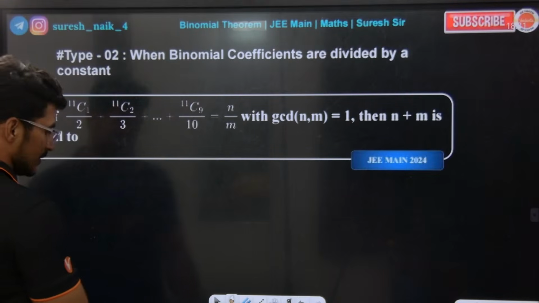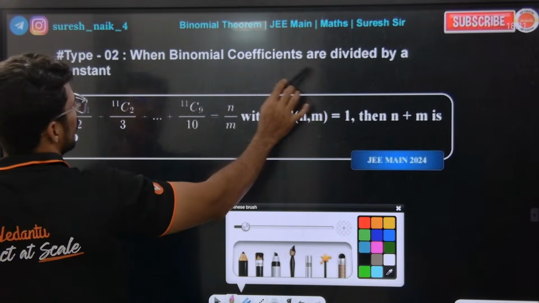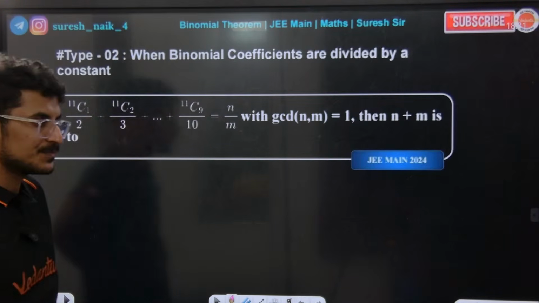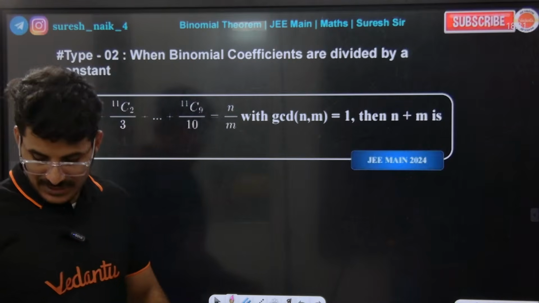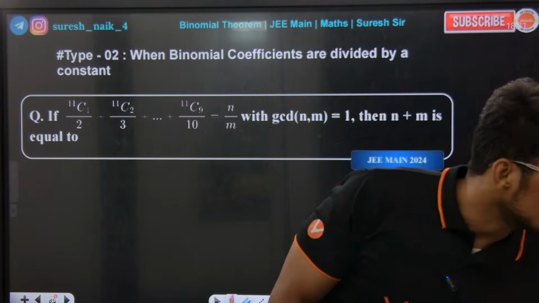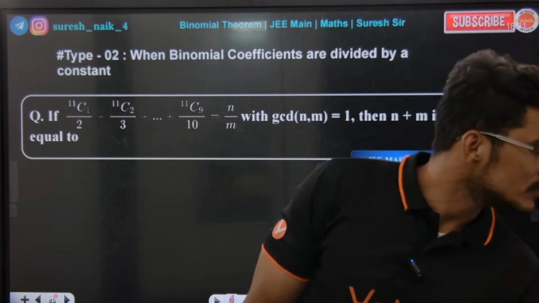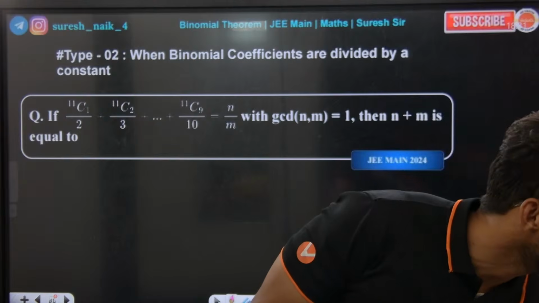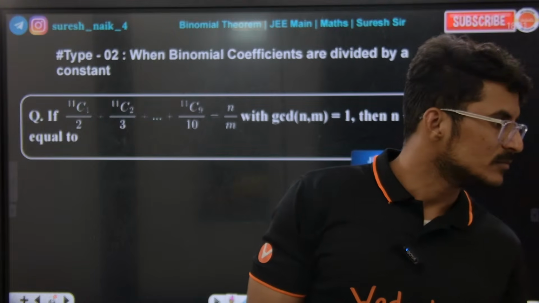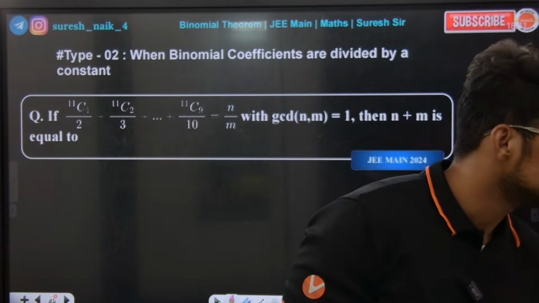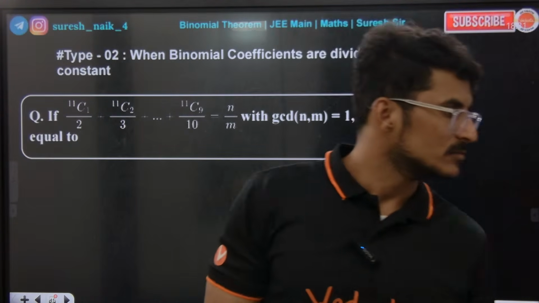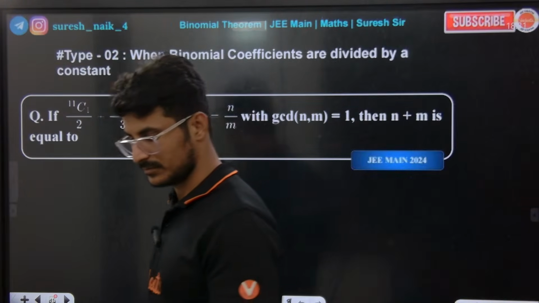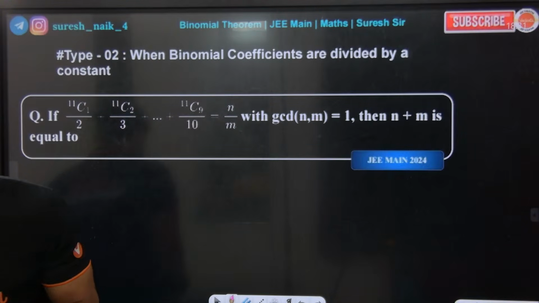So guys, next question. Whenever the binomial coefficients are divided by a constant, what we need to do? Can you all see the board? Everyone?